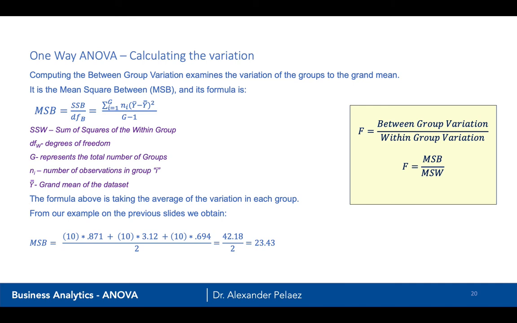Within our example, MSB is going to be equal to 10, which is the number of observations in group 1, and you can see that for group 1, group 2, group 3. We multiply by 0.871, which is what we calculated as y bar minus y bar bar squared. Then for the second group, that same item will be 3.12, and for the third group, it'll be 0.694. Then we divide that by g minus 1, the number of groups minus 1. We end up with 42.18 divided by 2, which is equal to 23.43.